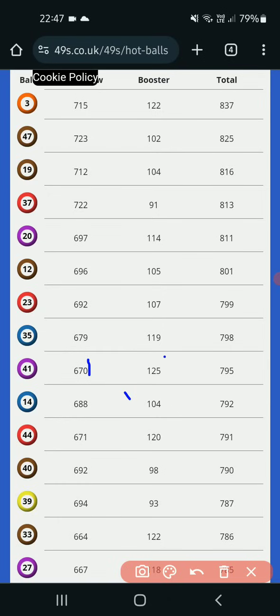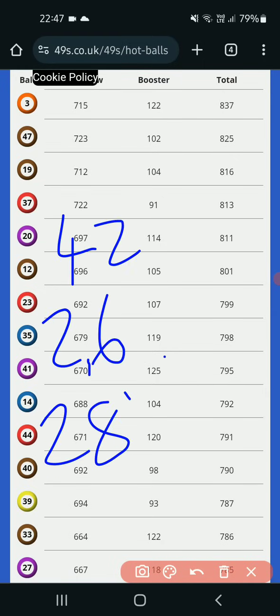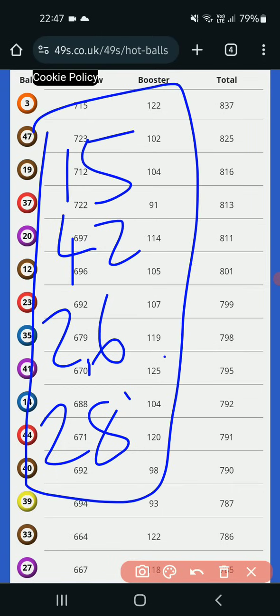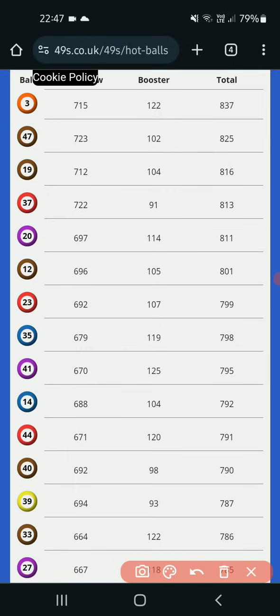So 26, 28, 42, 15. 42, 26, 28, 15. These numbers are moving together. When you see one of these numbers drop, you must know that the other one is following, or they are going to play them in twos, right? This is something you must keep in mind and you must have on your side.